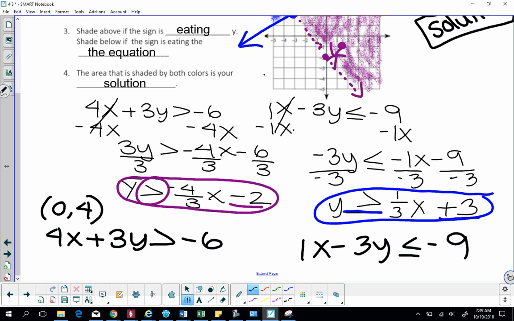So now instead of x, what's your x coordinate here? 0, right? So instead of x, I'm going to put 0. What's your y coordinate here? 4. And remember when we did this yesterday? You're seeing if it is true. So let's try this first one. Let's see if it's true.